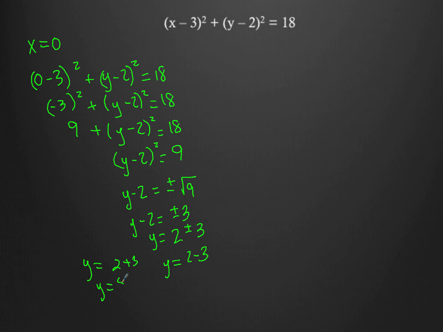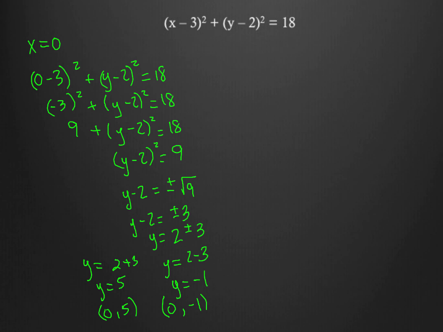When I do that, I get y equals 5, and when I do the arithmetic on the other one, I get y equals negative 1. So that means the coordinates for my y-intercepts are (0, 5) and (0, negative 1). You always want to write that as coordinates because that's how x and y-intercepts are notated. So there are our y-intercepts. Now, let's take a look back at our x-intercepts.